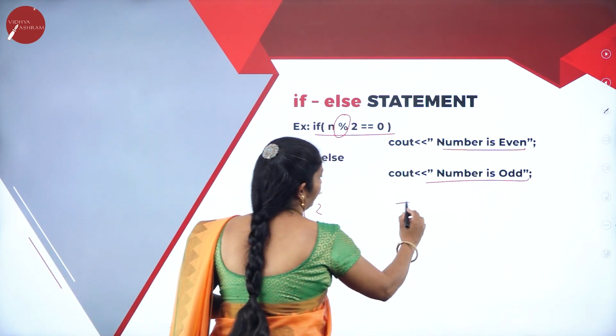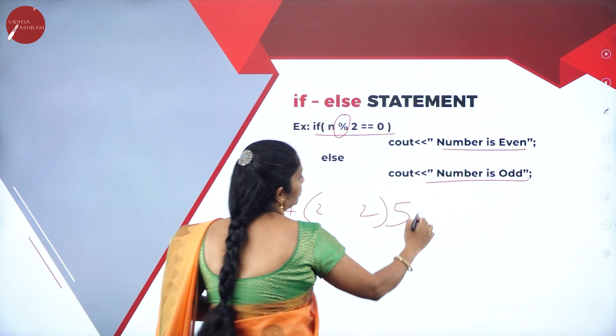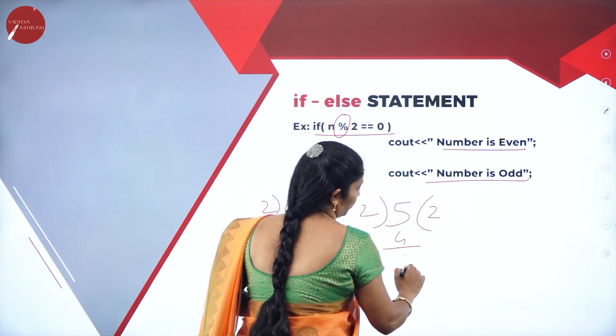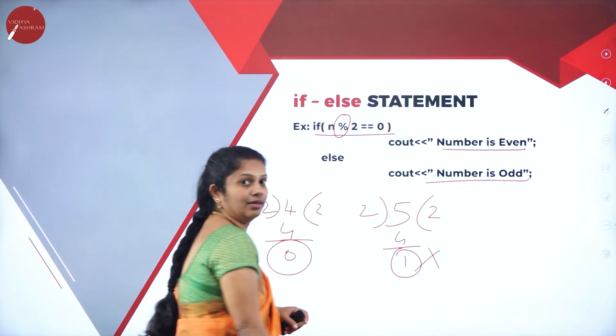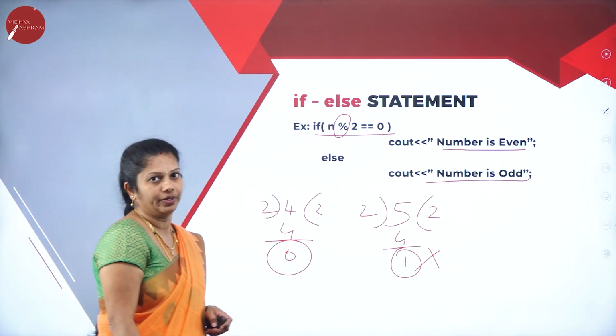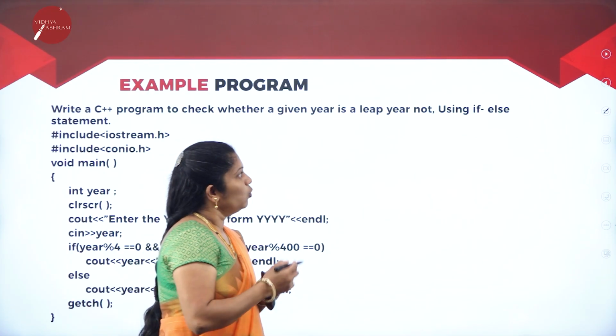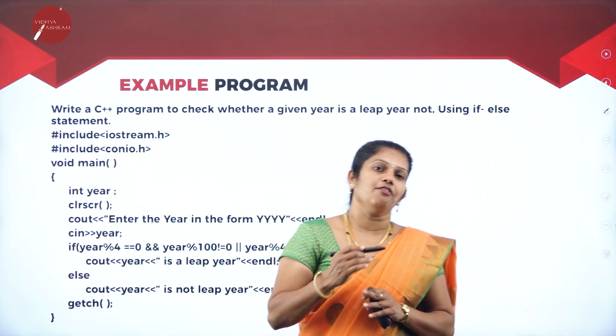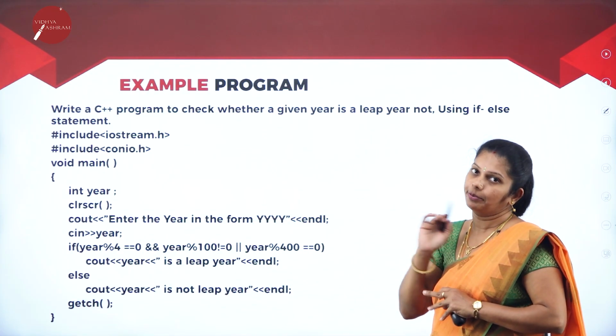For example, 5 I am going to give. 5 I will divide by 2. Then 2 2s are 4. Remainder 1. This is not an even number. In that case, the alternative statement, it is an odd number, it will display. Now, is it clear? Now, we will explain the same concept, the if-else statement, with one example program.